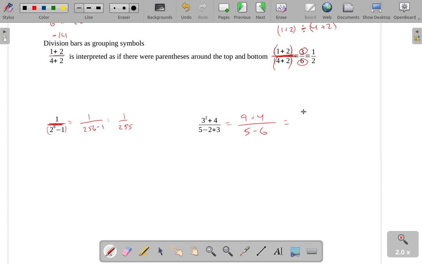So I end up with 13. And on the bottom I end up with, well, negative 1. 5 minus 6, 5 plus negative 6 is negative 1. And 13 divided by negative 1 is negative 13.